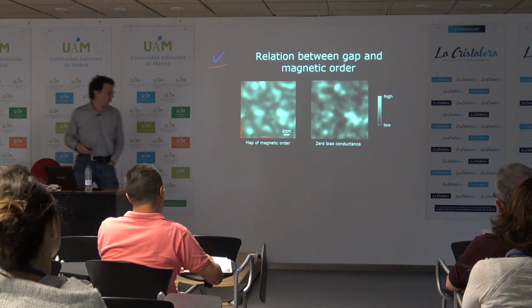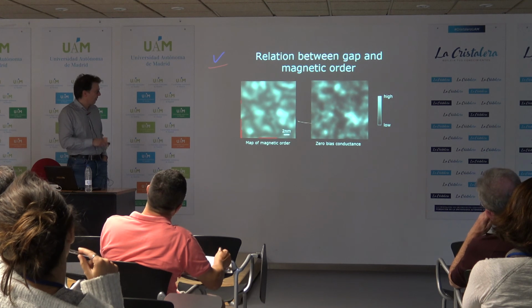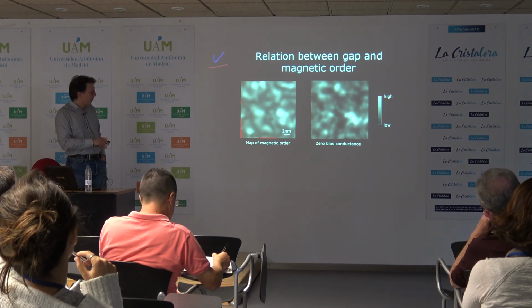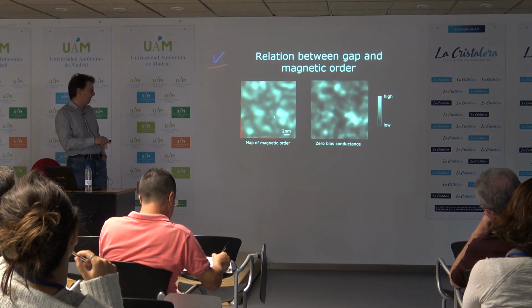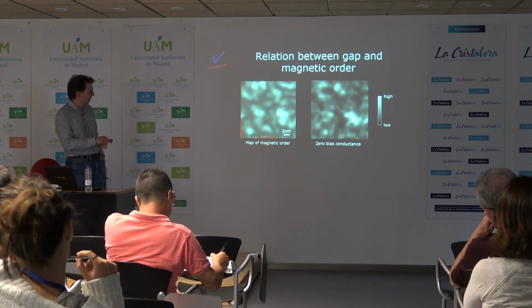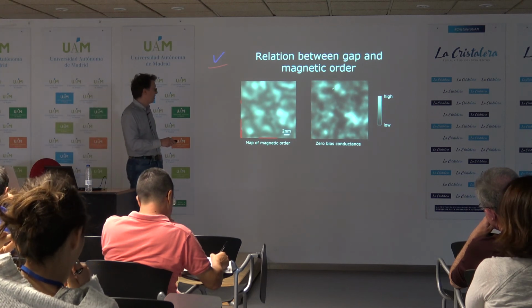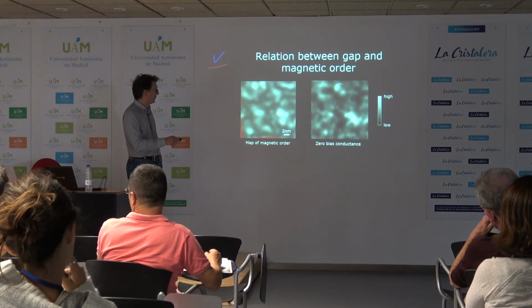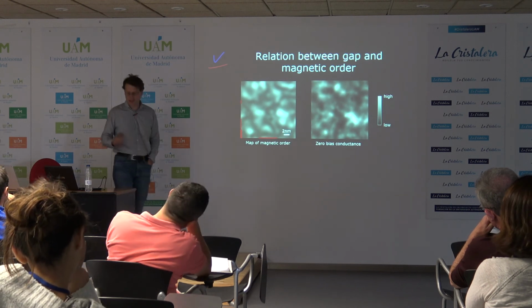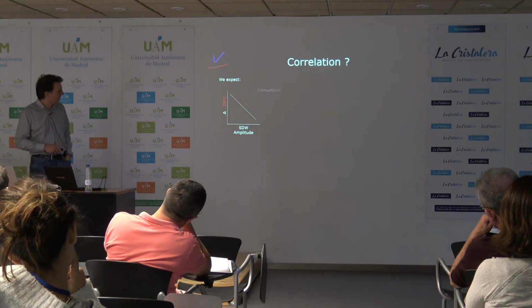You can do that in different ways. For example, you can compare the zero bias conductance with the intensity of the magnetic order. You can see that some features are actually consistent. So here we have a high zero bias conductance and a high intensity of the magnetic order. But in other regions, there's no correlation. So for example, for this bright spot here, there's a dark spot here. So there's no clear correlation between the two.